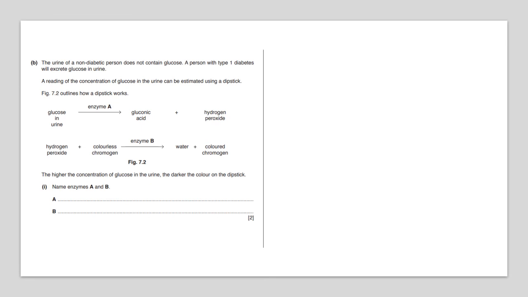So here there's glucose in urine, enzyme A, gluconic acid plus hydrogen peroxide, and then hydrogen peroxide plus a chromogen, enzyme B, and that gives us this. And then it says name enzymes A and B. Enzyme A is glucose oxidase, so that is always the first reaction in the dipstick. Glucose oxidase will react with glucose in order to form gluconic acid, and enzyme B is hydrogen peroxidase. Hydrogen peroxidase basically breaks down hydrogen peroxide in order to give us a reaction.